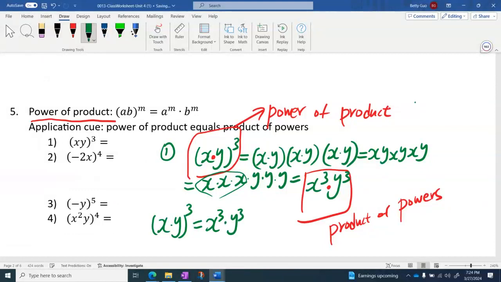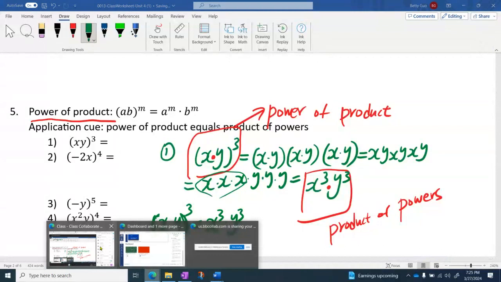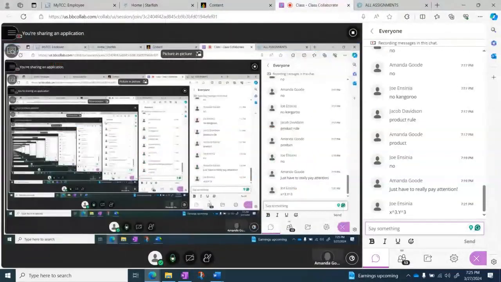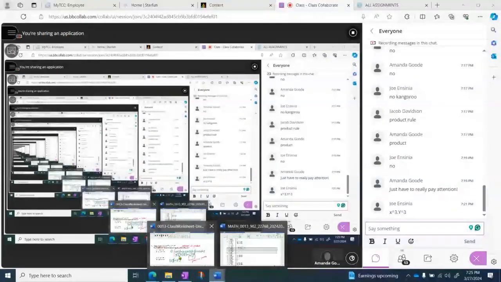The parenthesis is a grouping symbol. Remember, grouping symbol is not really the distributive property, but the idea is similar. Once you remove the grouping symbol, the exponent falls on each factor. X cubed times y cubed. Perfect. Thank you, Jill. Exactly.